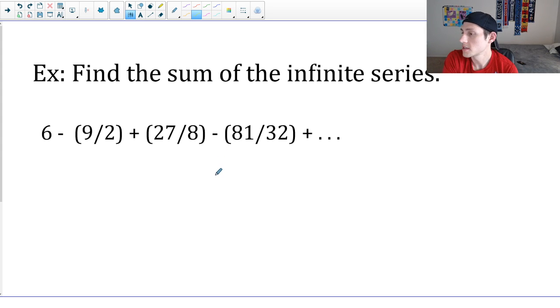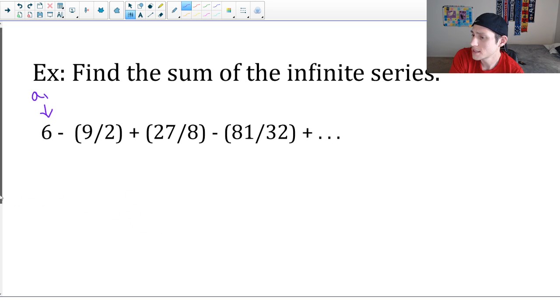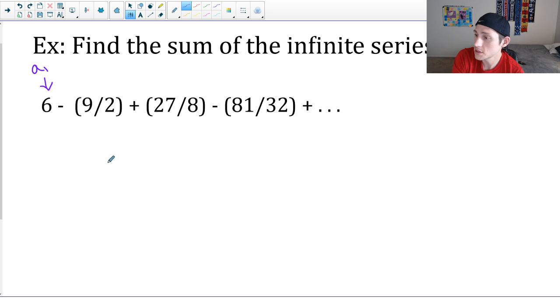Find the sum of the infinite series. Okay, so I'm not even given an equation here. I'm just given the actual series itself. But I can figure out the pieces I need. So first of all, I know I need A1. There's A1. Next, to know if this is even possible to do, I need to figure out what's the ratio.